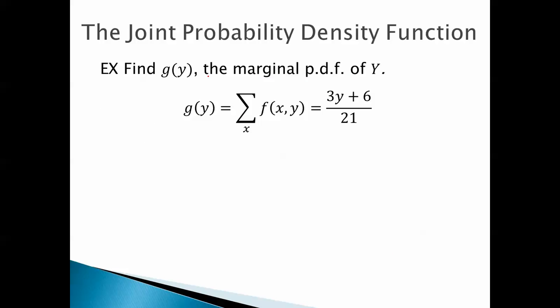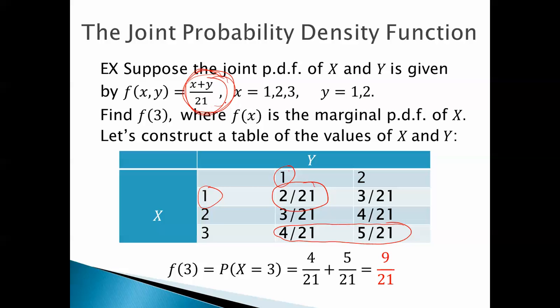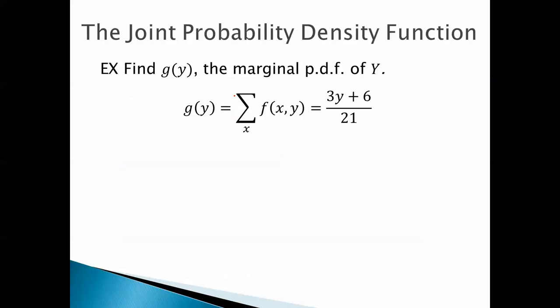In the same way, if you found g of y, the marginal PDF of y, you would sum up f of x y over all x. And when you take this formula and evaluate this at x equals 1, x equals 2, x equals 3, and sum up what you get, you end up with (3y plus 6) over 21.